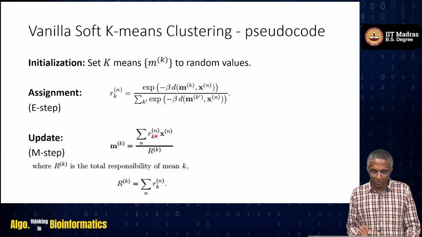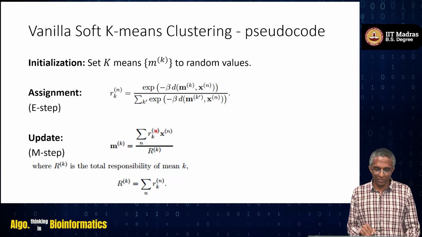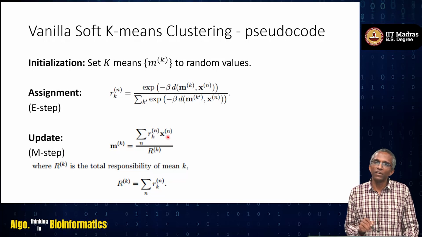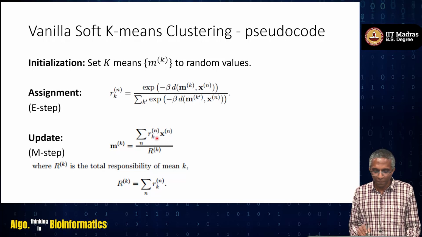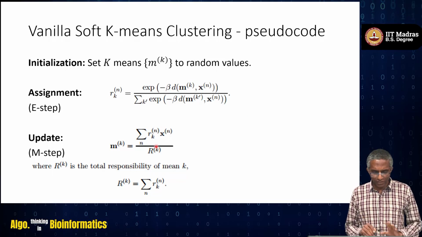You will get some set of probabilities for each data point now. Then using those, you compute a weighted average. Previously Rk of n was going to be 1 or 0, so you only took the data points assigned to the kth center and then took the average of those data points. But here you take a weighted average based on the responsibility that the kth mean has for the nth data point. Otherwise everything looks the same. R of k is still the total responsibility, and it is computed the same way.